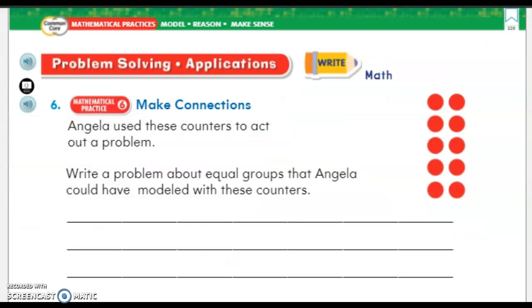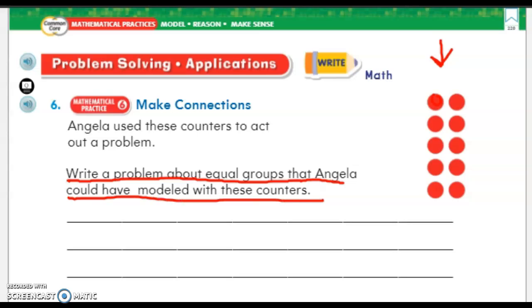All right, number 6. It says, Angela used these counters to act out a problem. So these little red counters over on the right, these are the counters. So she used these counters to act out a problem. Write a problem about equal groups that Angela could have modeled with these counters. So we're writing a problem about equal groups that Angela could have modeled with these counters.